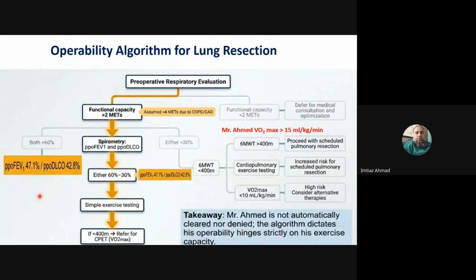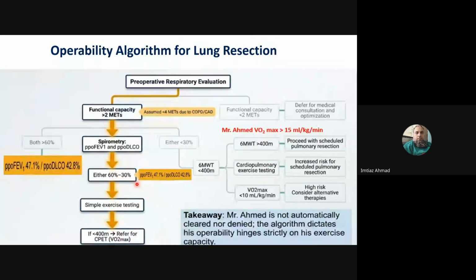Now, this is the operability algorithm for lung resection. In preoperative respiratory evaluation, the functional capacity of the patient is measured. If it is less than 2 METs, then the patient will be referred for medical consultation and optimization. If functional capacity is more than 2 METs but less than 4 METs due to COPD or coronary artery disease, we will do spirometry to find out the predicted post-operative FEV1 and predicted post-op DLCO. If the value of these two is more than 60, the patient will be fit for surgery, and if either is less than 30, the patient will be subjected to cardiopulmonary exercise testing.